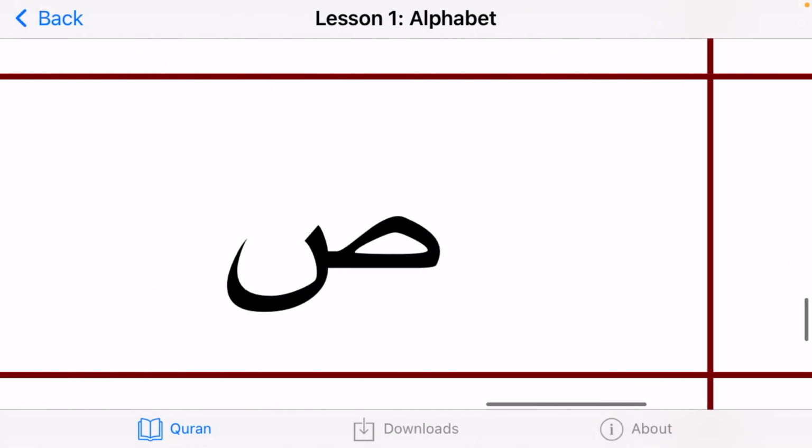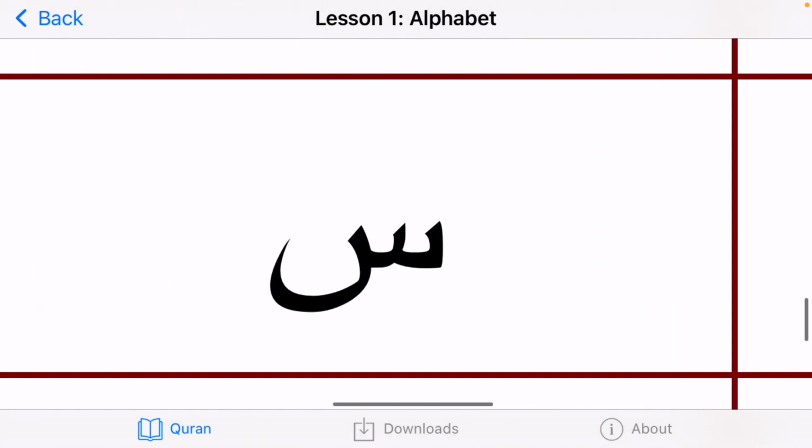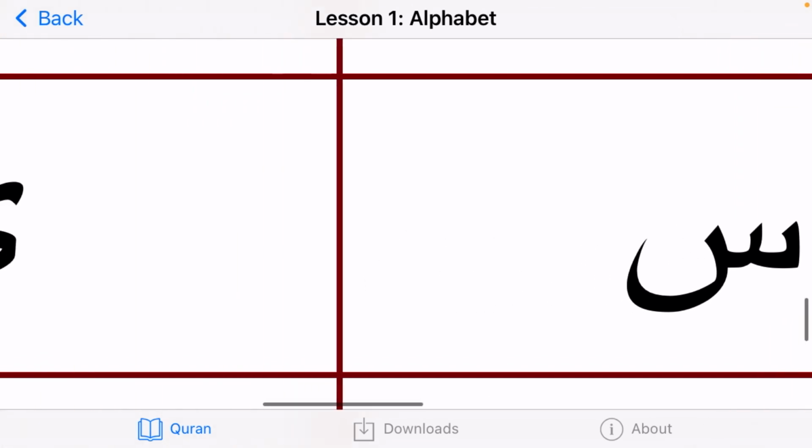This one is Sod. Again, the difference between Sod and Dod is that Sod has no dots and Dod has a dot above. This one is Seen. Again, the difference between Seen and Sheen is that Sheen has 3 dots above and Seen has no dots.